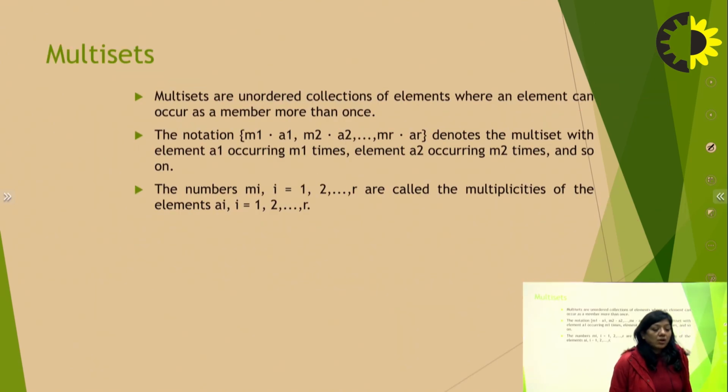Now, what are the multisets? Multisets are the unordered collection of elements where an element can occur as a member more than once.